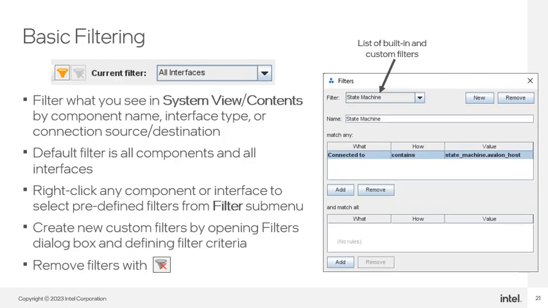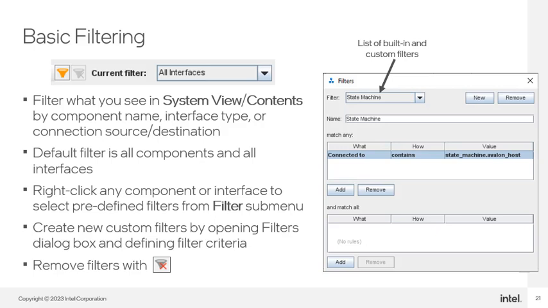We saw earlier that you can filter the System View or System Contents tab by selecting clocks and resets in the Clock and Reset Domains tabs. For more filtering options, you can choose from a number of included system filters or create a custom filter in the Filters dialog box. Select one of the available filters from the list at the bottom of the System View or System Contents tab, right-click a component for a filter submenu, or open the Filters dialog box from the toolbar.